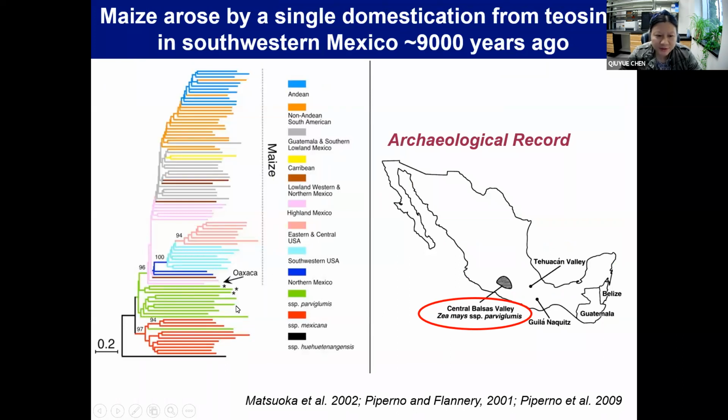The evidence from phylogenetic analysis and archaeological records both supported that maize arose by a single domestication from teosinte in southwestern Mexico about 9,000 years ago. And the wild ancestor of maize is from a specific type of teosinte called parviglumis.